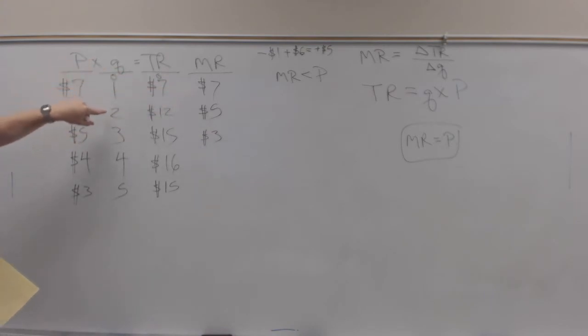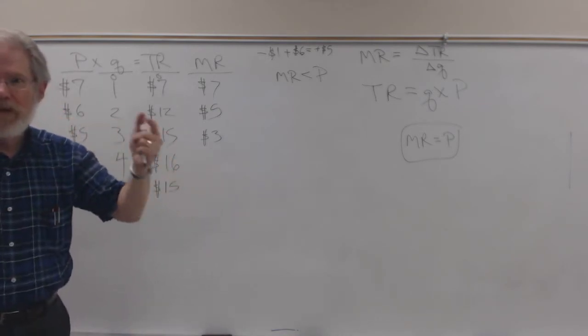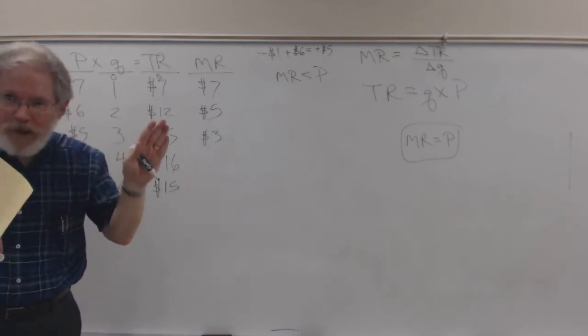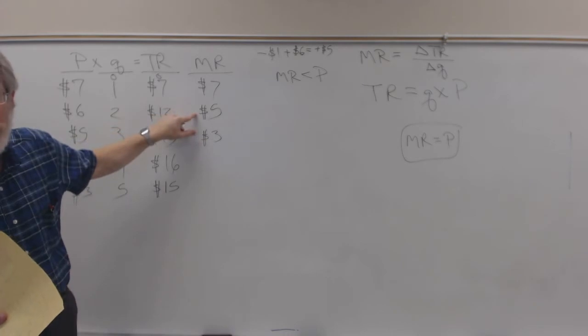If you decide to sell the second unit, well, in order to sell it, you've got to cut your price for all of your customers. So when you cut the price to 6, now you do get 6 from selling the second, but you had to cut the price on the first from 7 to 6, so you lost $1. So you're gaining 6, losing 1. That's why marginal revenue was only 5.